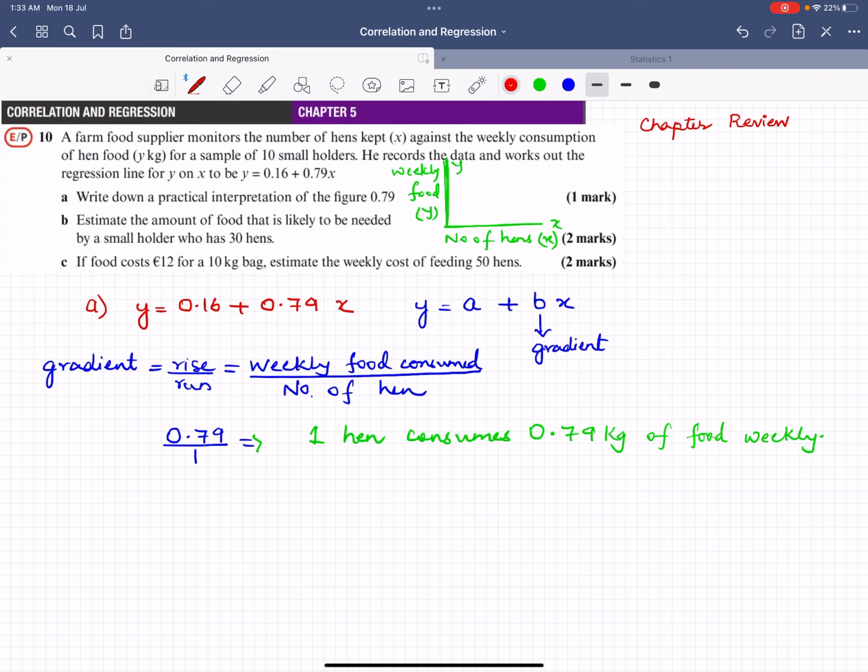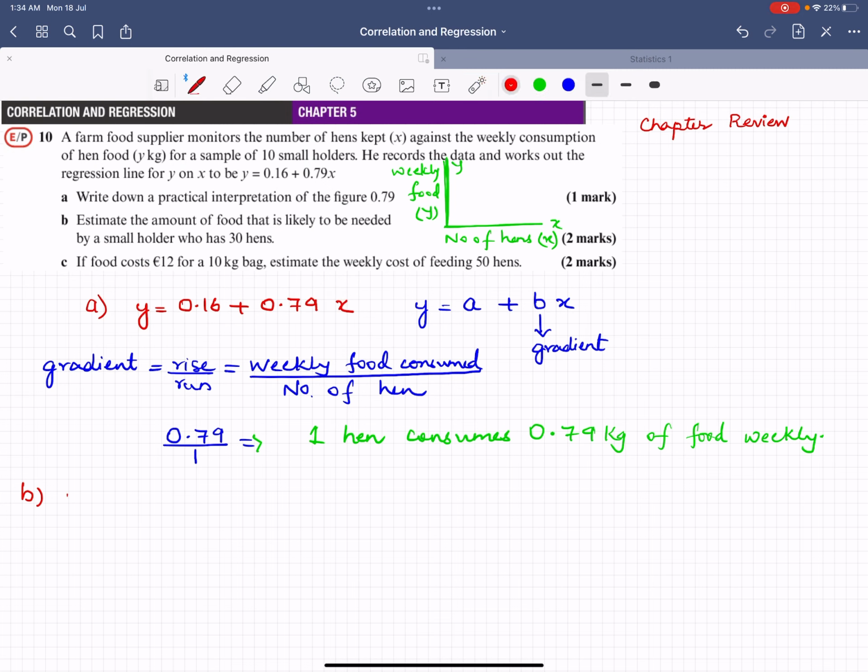Moving on to part B of the question. So part B says, estimate the amount of food that is likely to be needed by a smallholder who has 30 hens. So Y is the amount of food in kg and X is the number of hens. So when X is 30, we need to find out the amount of food that will be required.